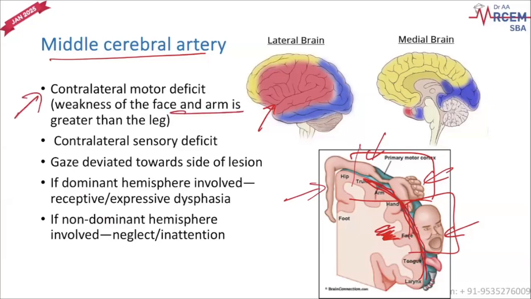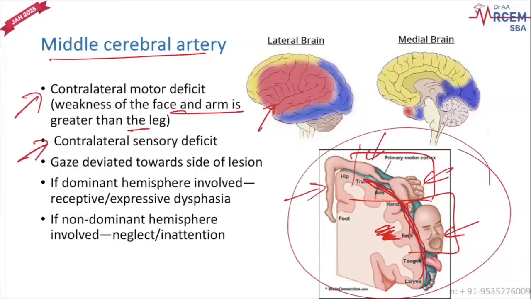Face and arm weaknesses are much greater compared to that of the limbs because it doesn't represent the limbs much. Opposite side, again, there will be sensory deficit. Yes, the patient will be looking towards the lesion, as if he is pointing and seeing there is the defect, what is there, or there is the stroke that is present.